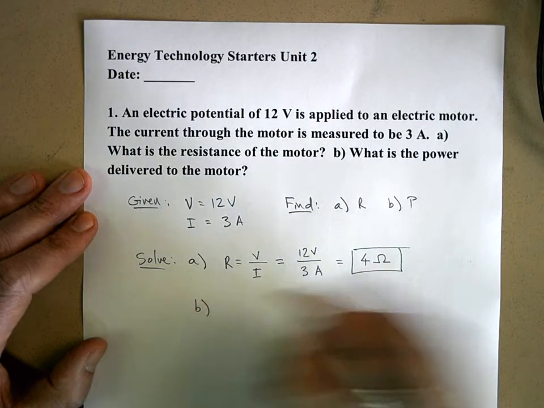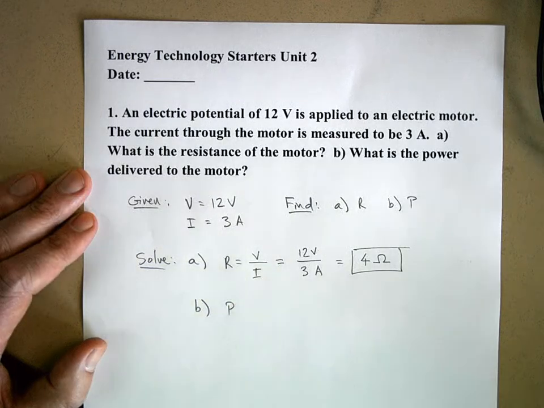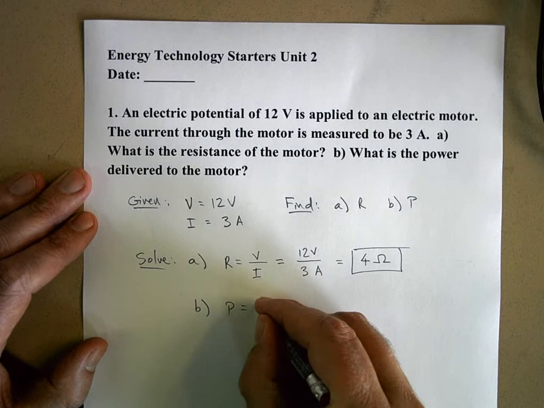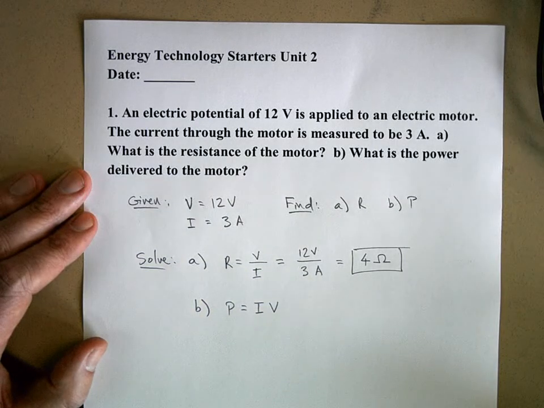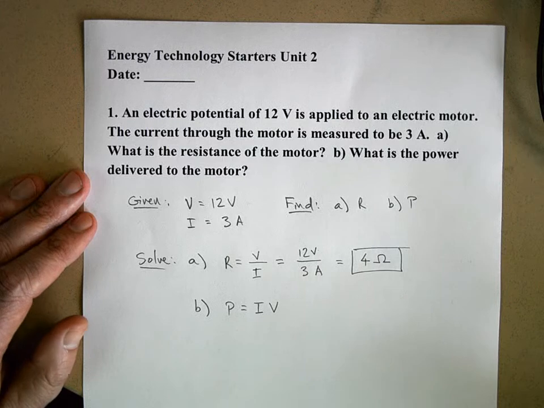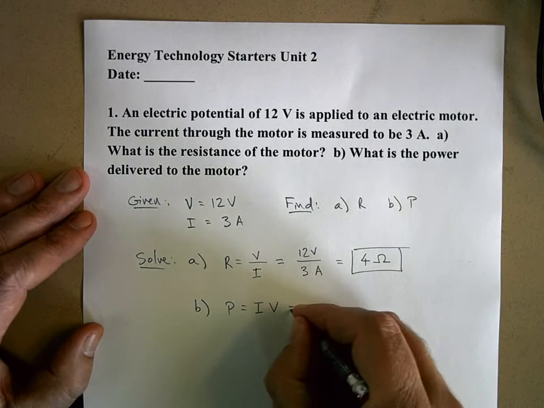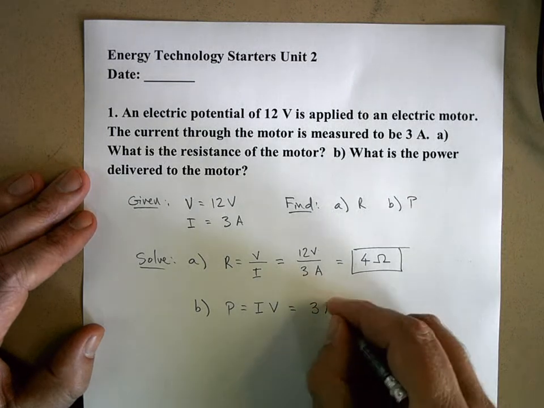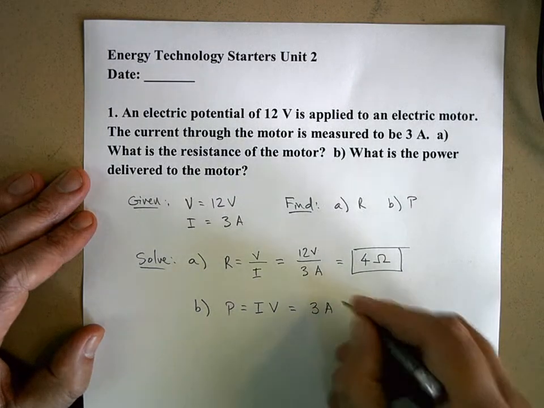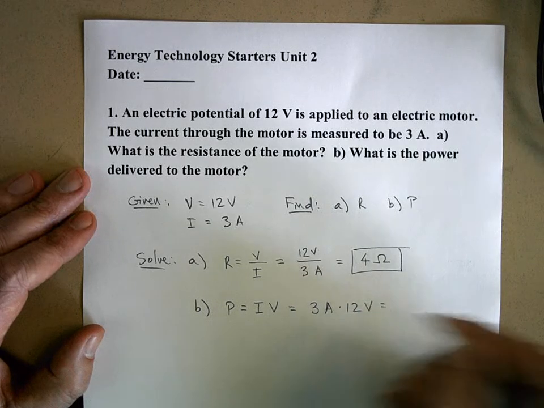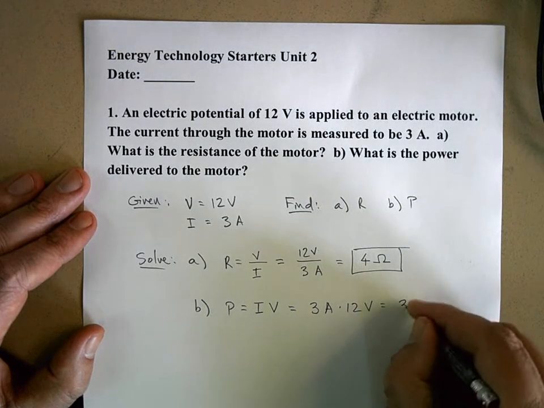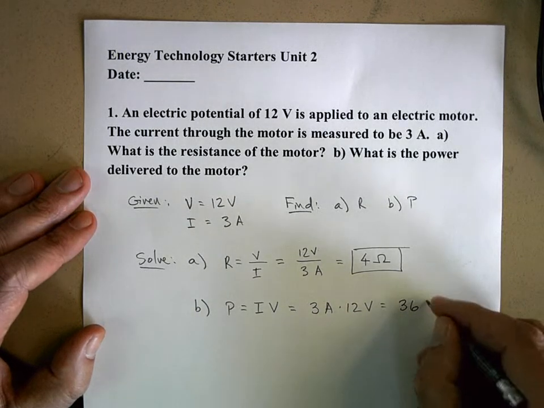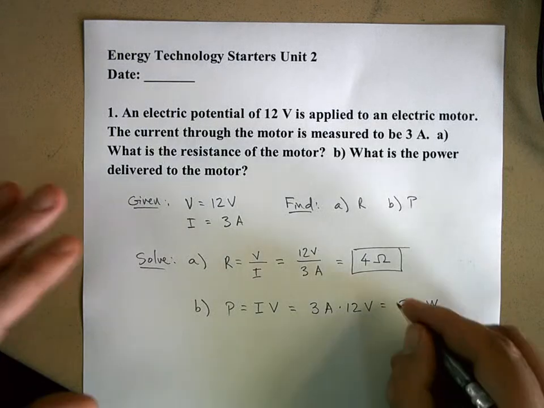And then for part B, what's our Watt's law? Power equals current times voltage, P equals I V. Or if you use the cursive E, it's P equals I E, which is kind of cool. And the current is 3 amps times 12 volts. And 3 times 12 is 36. And an amp times a volt is a watt. So here's your answer.